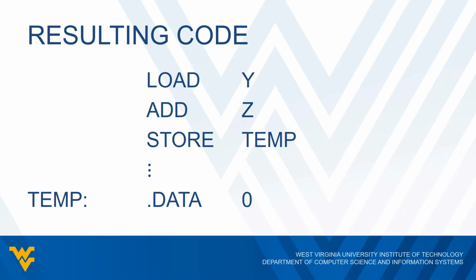So here's the resulting code that we would get in our example, where we're adding y and z together. We would load y, because remember, we got y from the semantic record. We would add z to it. Once again, z came from the semantic record for z. And then we would store that in a temp. Remember, we would use the data pseudo-op to create a temp variable, and we would take the result of y plus z and store that in temp. And as we just mentioned, we would have a semantic record for this temporary variable as well. So the name would be temp, and the data type of it would be integer.